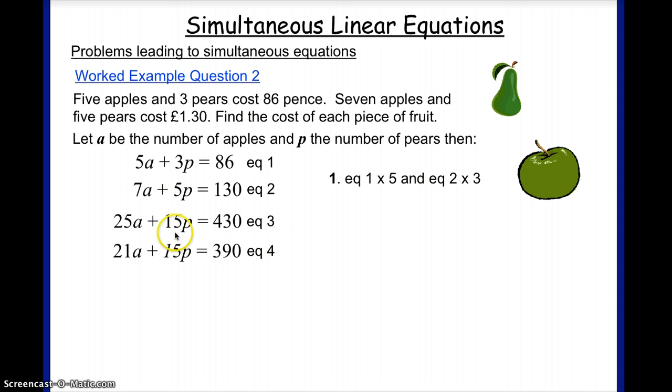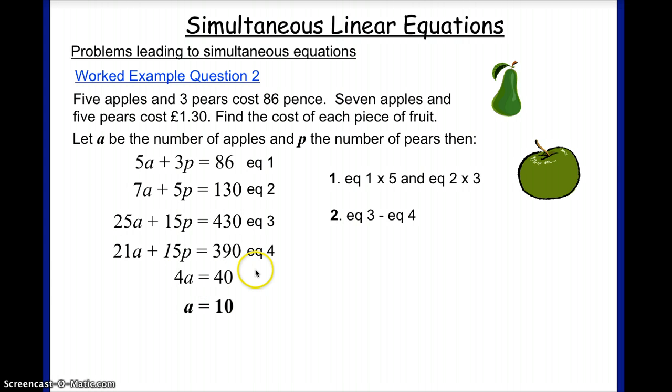So now we can eliminate p by subtracting equations 3 and 4. 15p minus 15p is 0. So we will have 25a minus 21a, you will have 4a. 430 minus 390 is 40. A then is 10 pence. So apple is 10 pence.